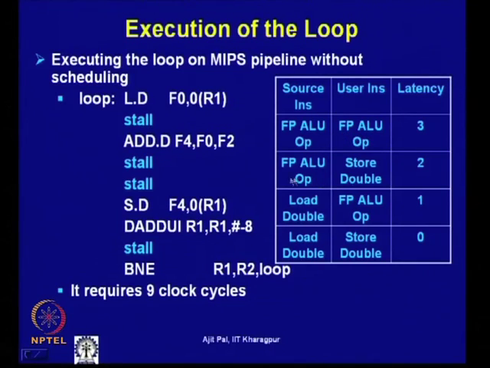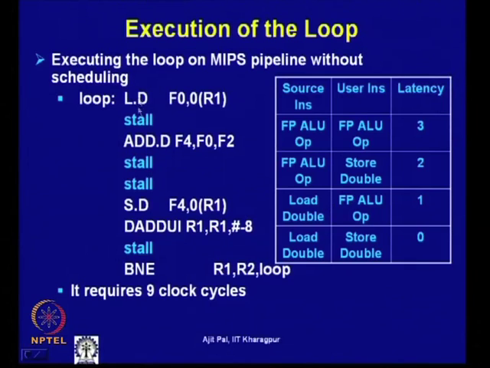The second one is a floating point ALU operation followed by store double. In such a case, the latency is 2, that means you have to introduce 2 stalls to overcome the data hazard in such a situation. The third one is load double followed by floating point ALU operation. In such a case, latency is 1, so one stall has to be introduced.